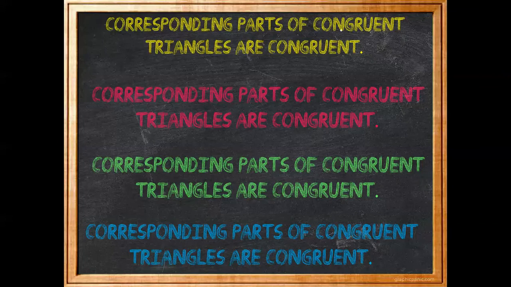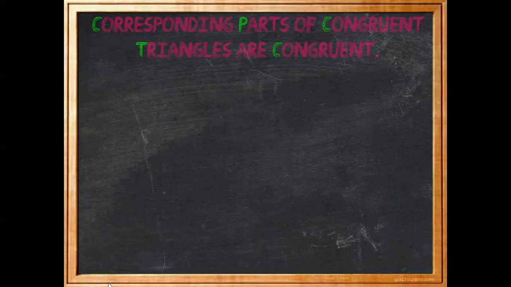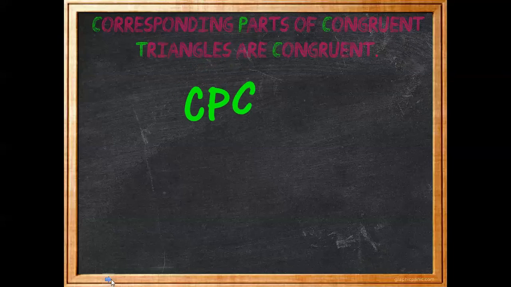Corresponding parts of congruent triangles are congruent. I know that's a lot of words, right? Corresponding parts of congruent triangles are congruent. That's what we've just been talking about: the corresponding parts, the parts that match up of a congruent triangle, those parts are also congruent, even if we weren't specifically given them. What we like to use instead of saying this whole long phrase is CPCTC. And this is a huge postulate that we're going to use here.